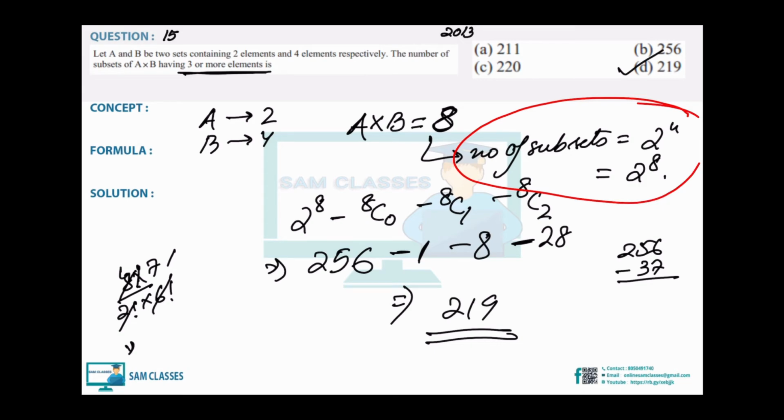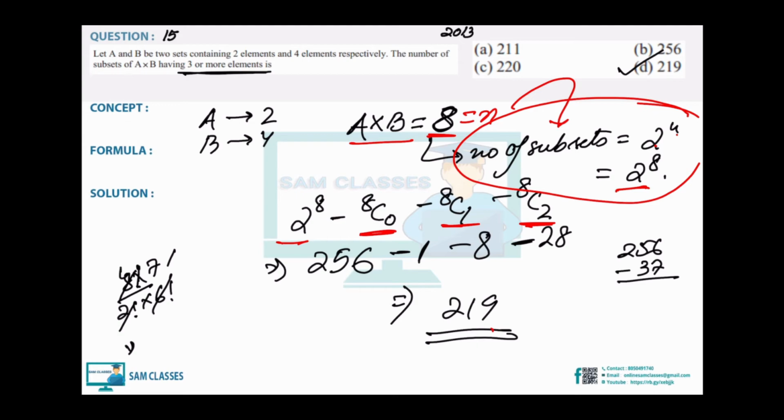Whenever you have A cross B as n number of elements, you want to find the total number of subsets, that will be equal to 2 power n, that is 2 power 8. Now we needed to find the number of elements which are having 3 or more. So from the total we'll subtract the ones with 0 elements, 1 element or 2, and then we'll get the answer.